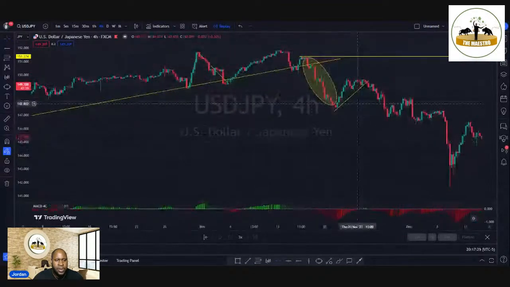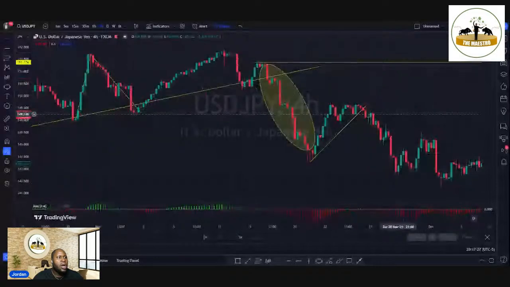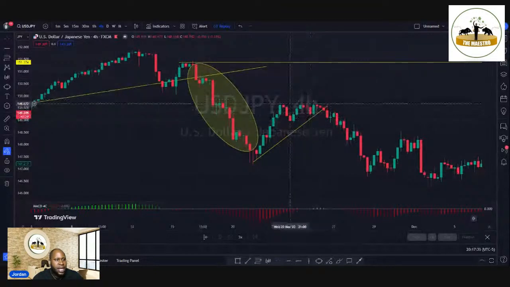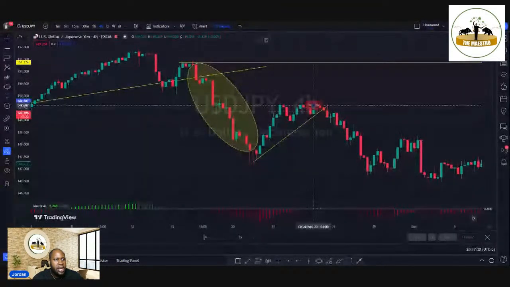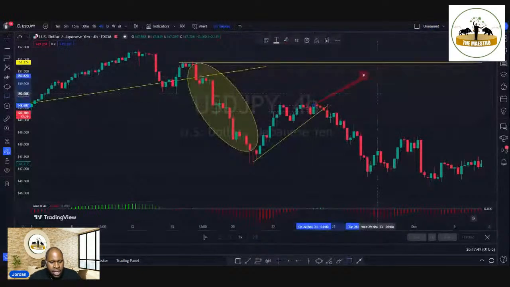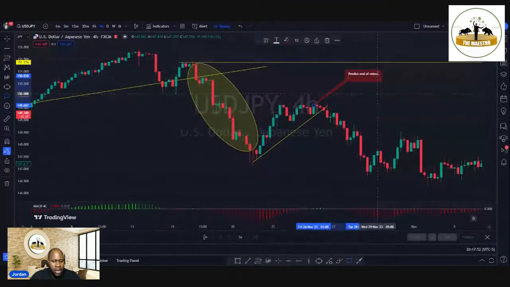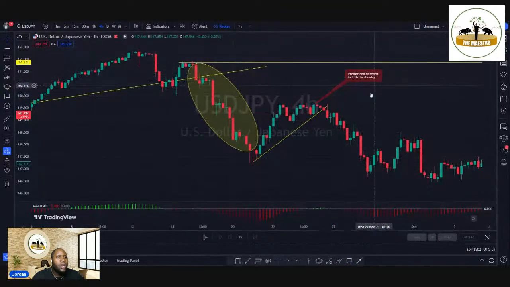All right, and how do we use it? We're going to try to measure this area. So the goal, again, is to predict the end of the retest. What is our goal for today? Predict the end of the retest. That is our goal for today. And we have a second goal as well: get the best entry. So number one, we want to predict the end of the retest, and number two, we want to get the best entry.